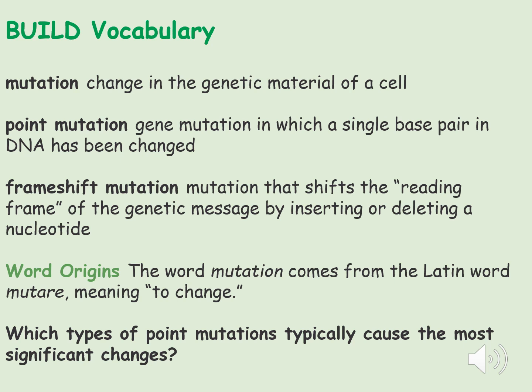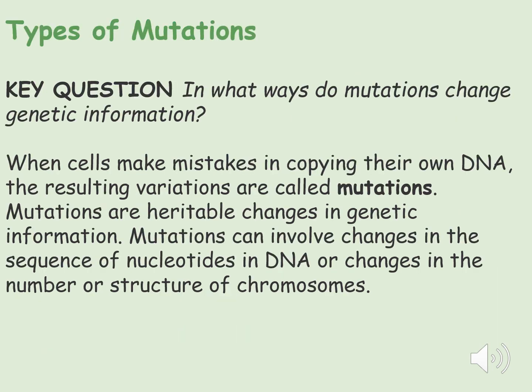Which types of point mutations typically cause the most significant changes? When cells make mistakes in copying their own DNA, the resulting variations are called mutations. Mutations are heritable changes in genetic information. Mutations can involve changes in the sequence of nucleotides in DNA or changes in the number or structure of chromosomes.